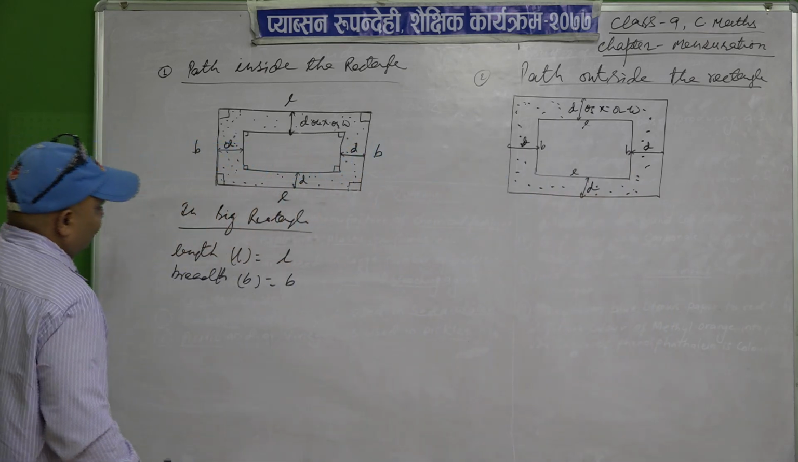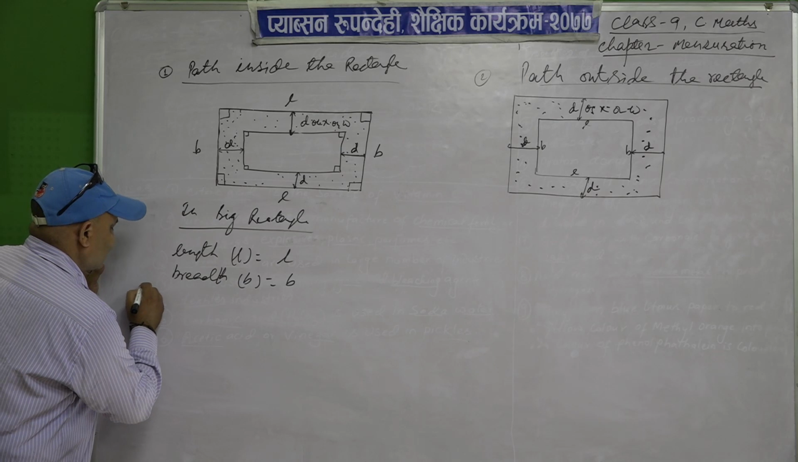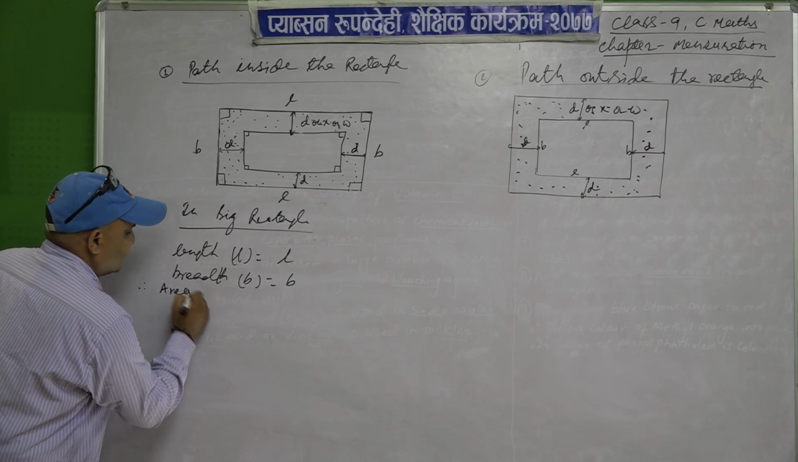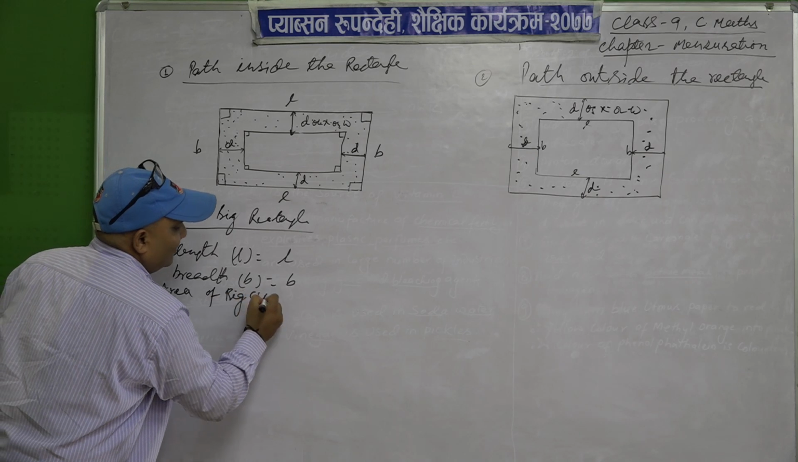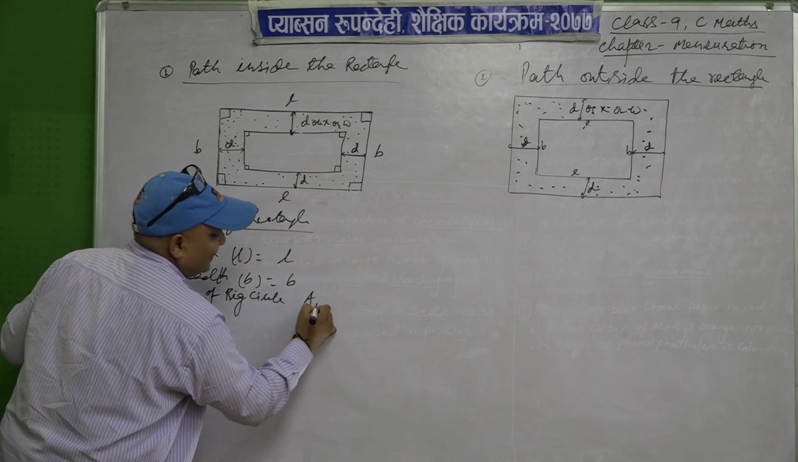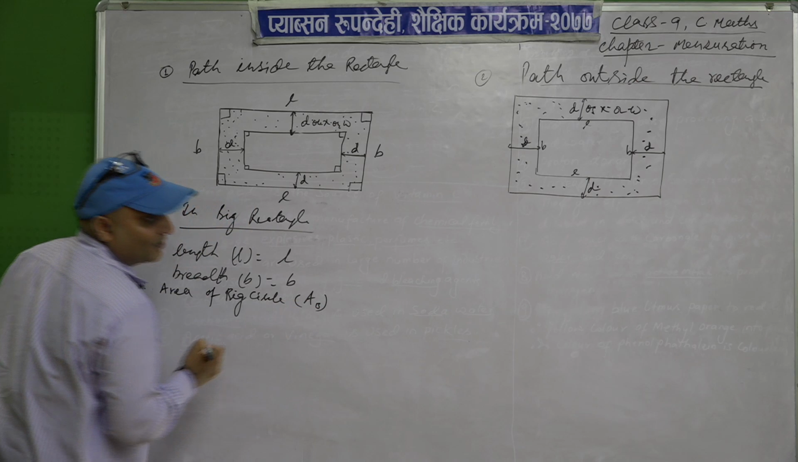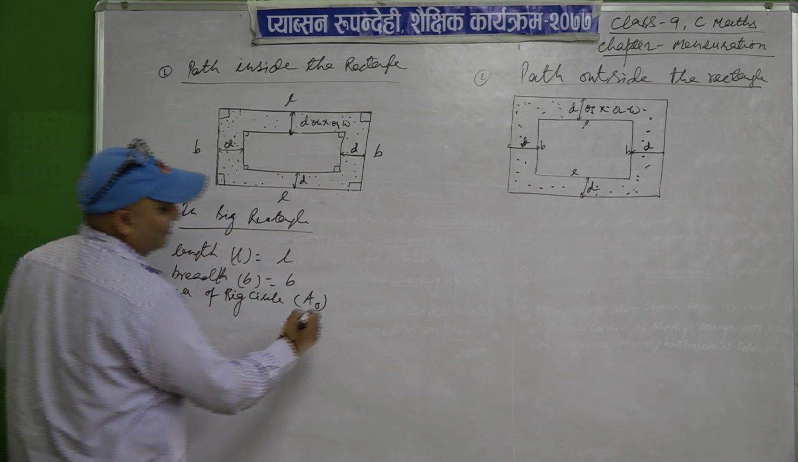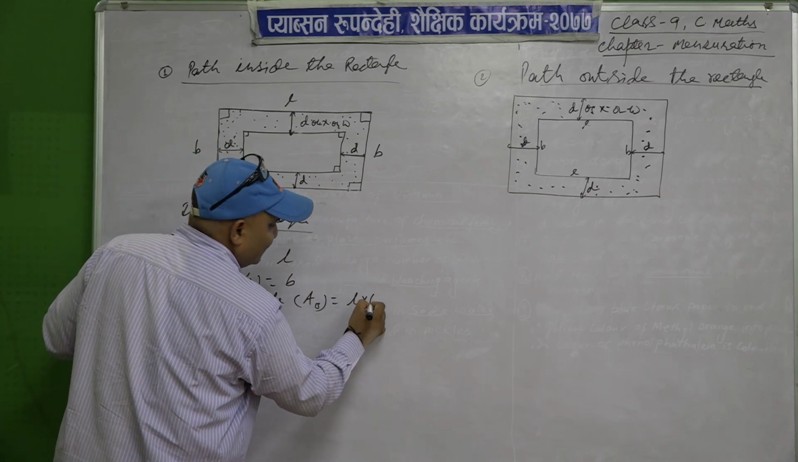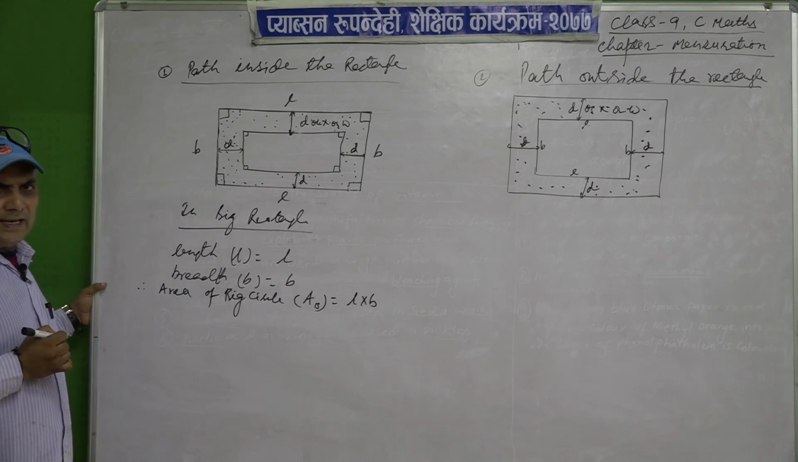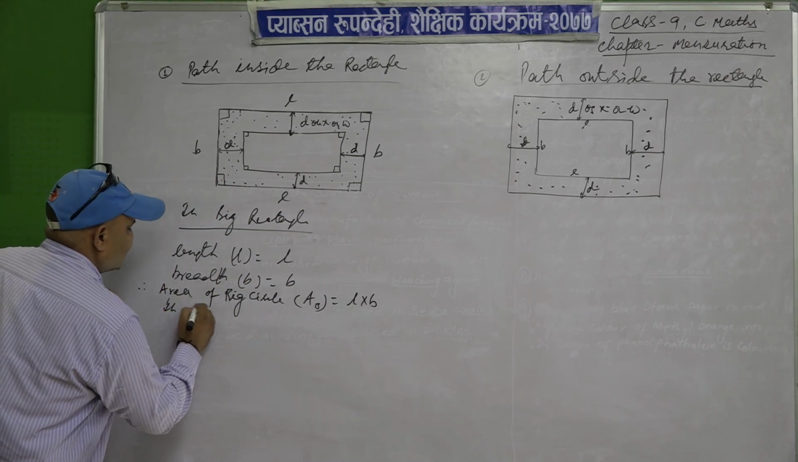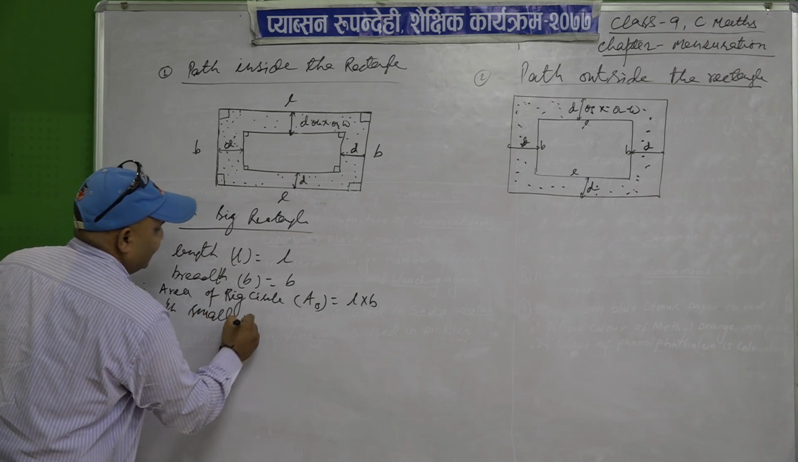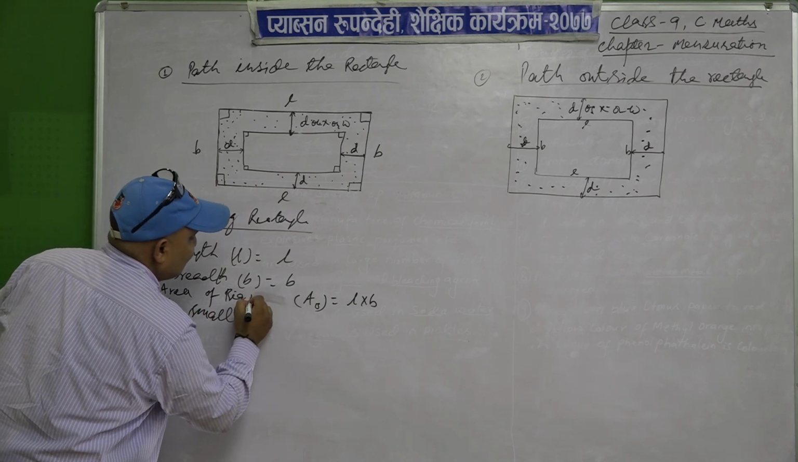Now, we can find out the area of the big circle. Therefore, the area of the big circle, you can write here A, B, A for area, B for big, or you can write A1, A2 also. The formula is L into B. Now, coming to the small circle, small rectangle, not circle, it is a rectangle.